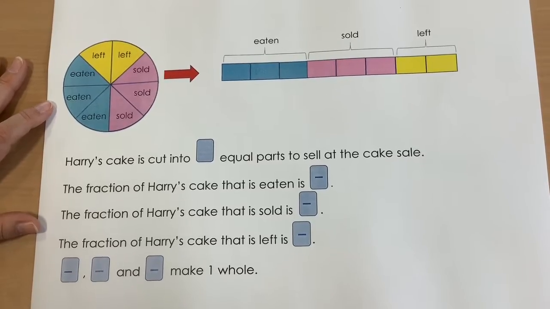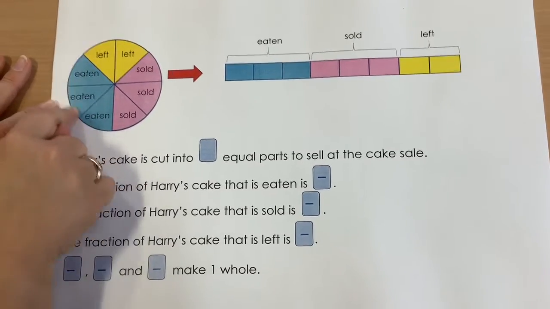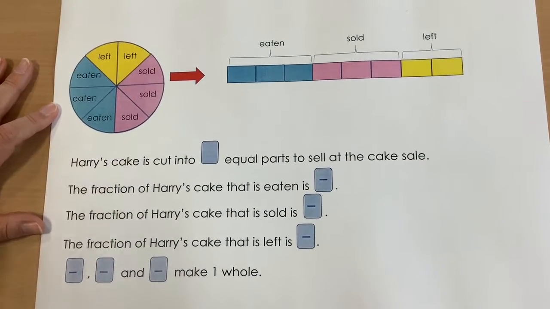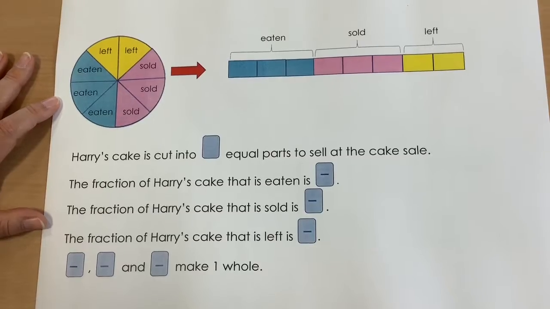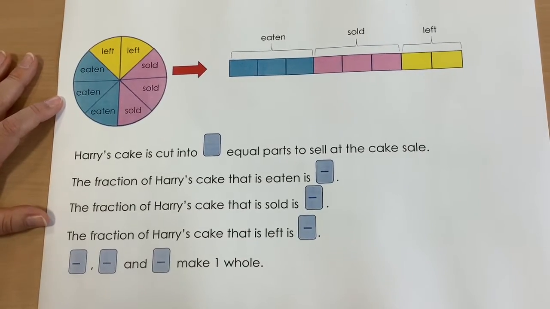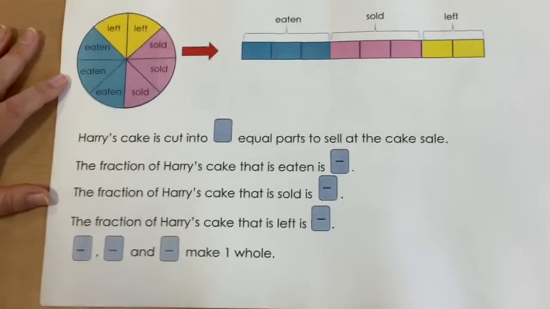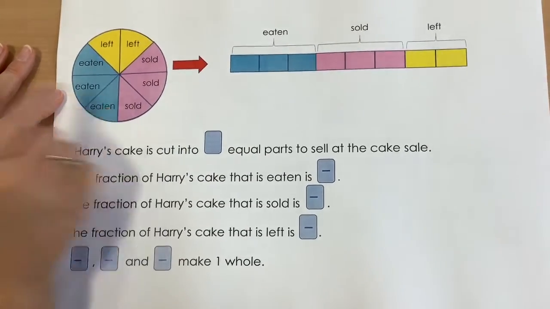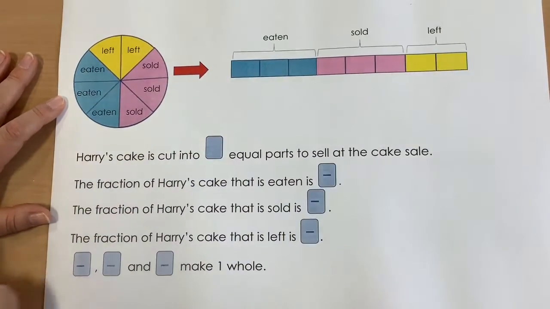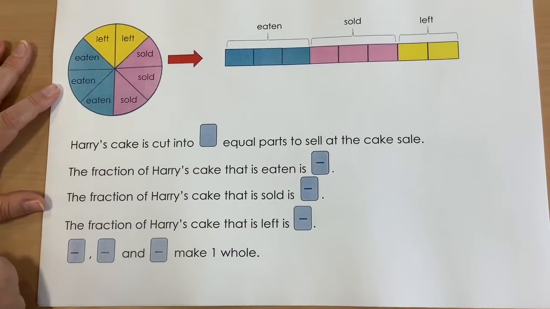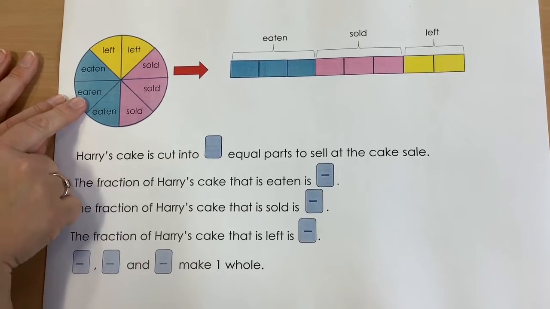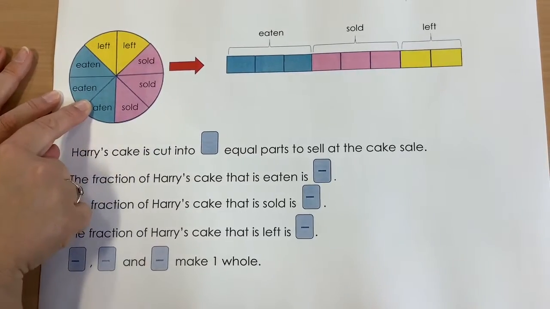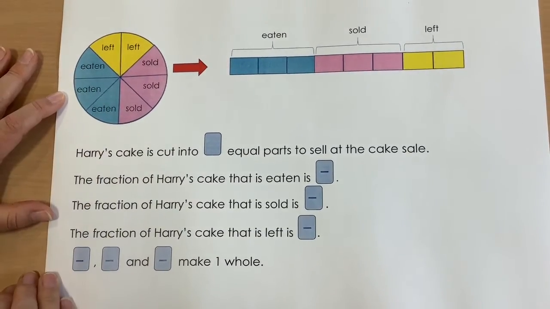The fraction of Harry's cake that is eaten, so we've got 3 here that are eaten, we've got that on a model across here. The fraction of Harry's cake that is sold, and the fraction of Harry's cake that is left. So what we need to look at first is how many equal parts there are. We do that by counting the whole cake. And we can see that there are 8, and on the model there are 8. So the fraction of Harry's cake that is eaten, we count the 3 slices, and we know that there are 8 in total. So the fraction that is eaten is 3/8.